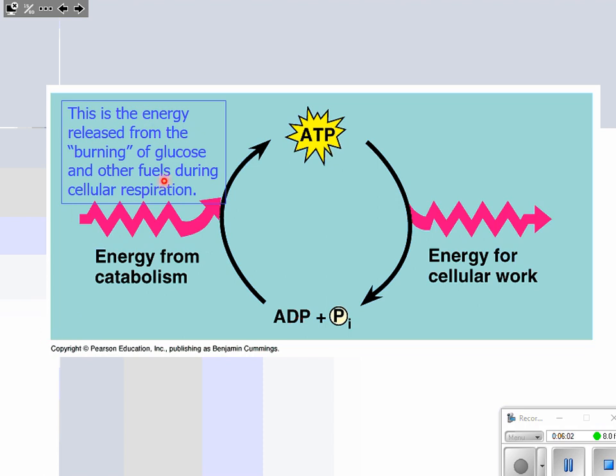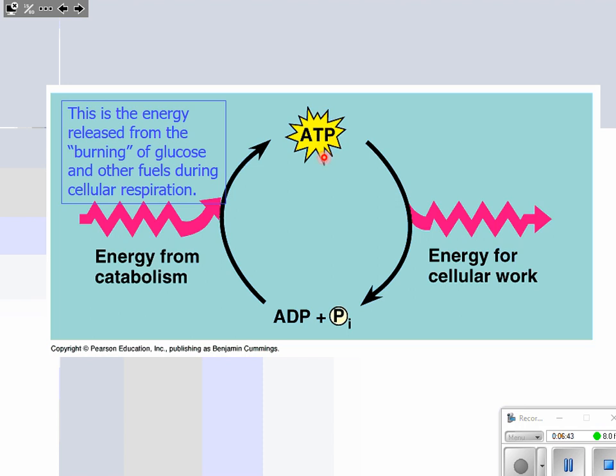Energy is constantly being released from the burning of fuels like glucose through a process called cellular respiration. So we have energy coming in from cellular respiration, from burning those fuels. What do we do with that energy? We add phosphate back onto ADP. Remember, if you add a phosphate to ADP, what does that make? It makes ATP. So we're storing energy when we add a phosphate. And then later on, when we need to access that energy, we do hydrolysis of ATP.